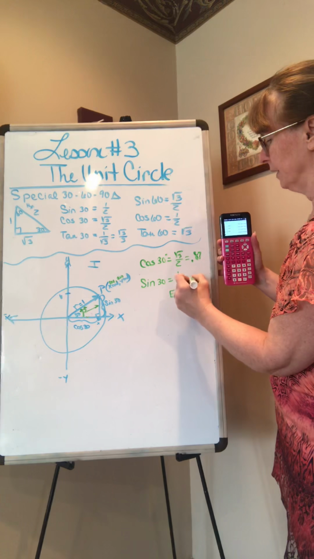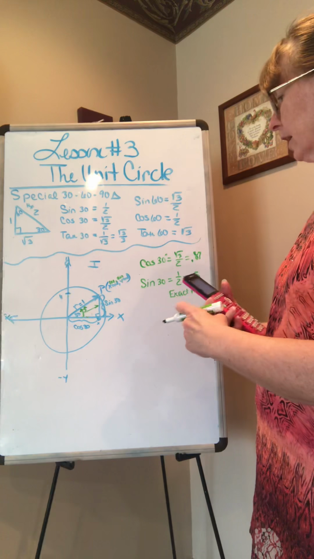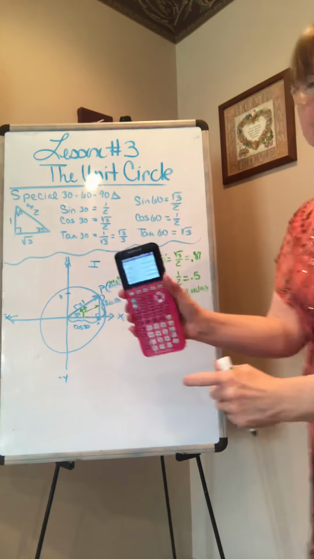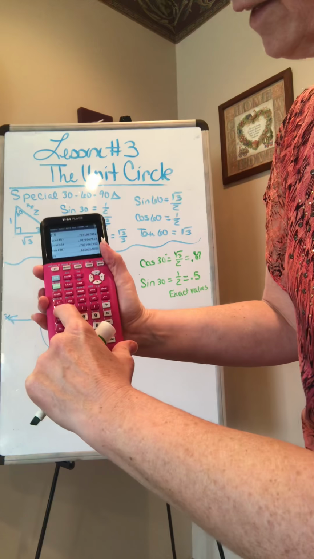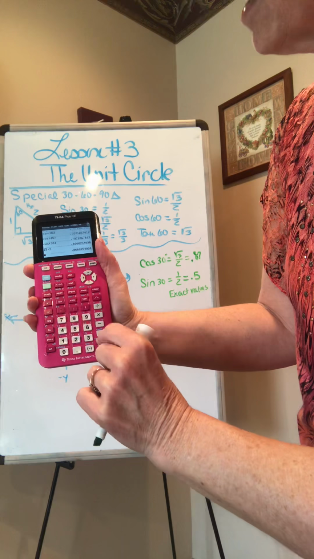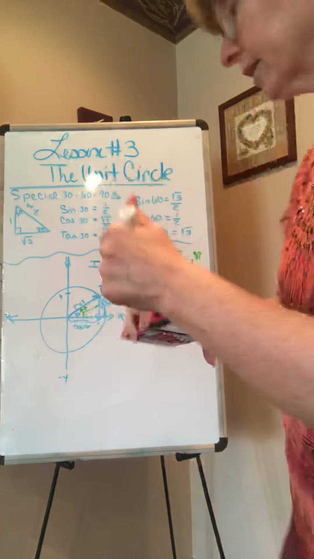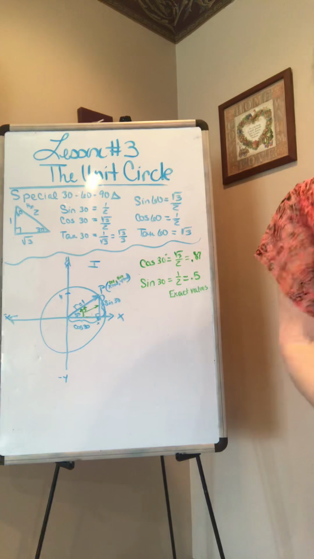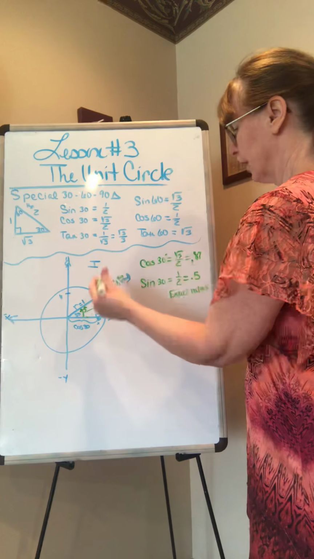And this will be 0.5. Now, if I were to take the radical 3 over 2, just to show you, if I now take the square root of 3 and I divide that by 2, I get the exact same thing. These two are the same, and that's so important. So this would be quadrant 1. This would be a 30-degree angle in quadrant 1.